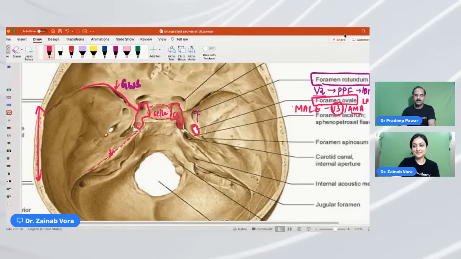Accessory meningeal artery, it's a branch of the maxillary artery. The first part of the maxillary artery enters the skull through the foramen ovale. The lesser petrosal nerve, we all know, is a branch of the glossopharyngeal nerve going to supply the parotid gland. And the last one is the emissary vein. This is fine, no?